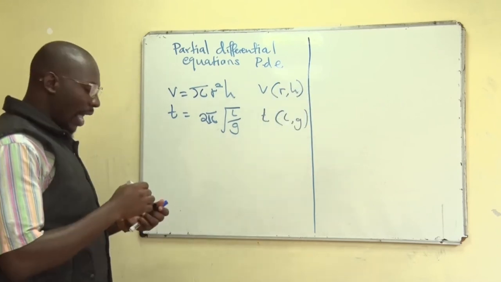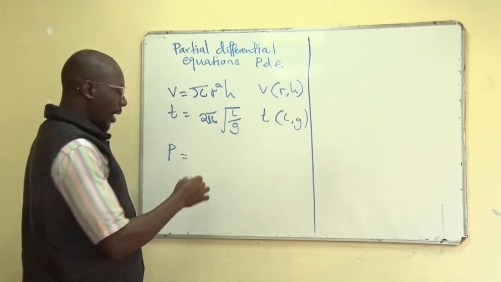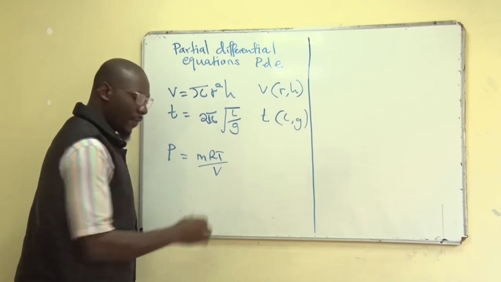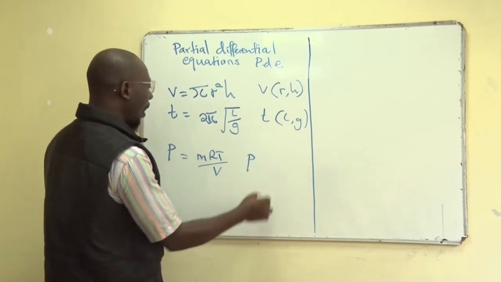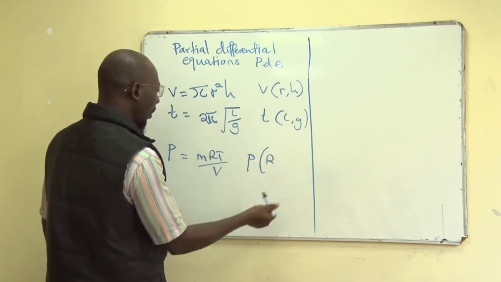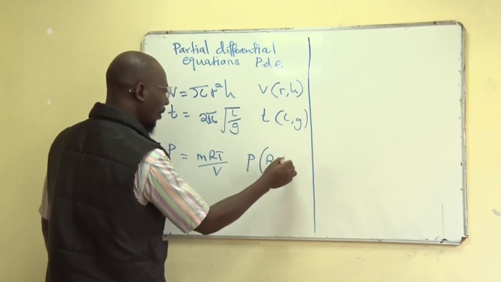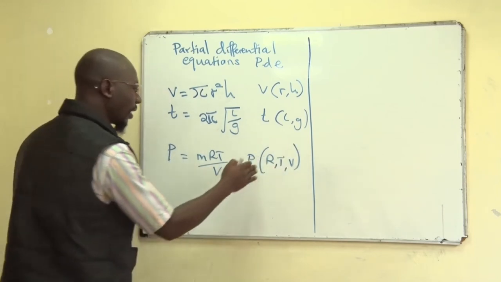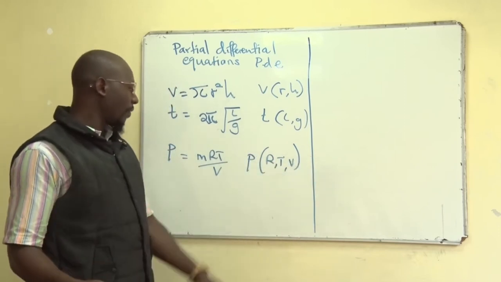Again, we can also have the pressure of an ideal gas given as mRT over V. So in this case, pressure varies as R, it varies as T, it varies as V. Where R is just a constant, so you can just have it varies as T and V. So in this case, pressure varies as three variables.